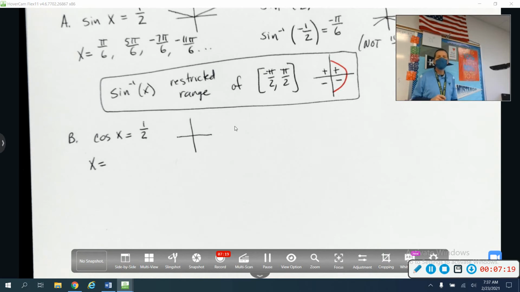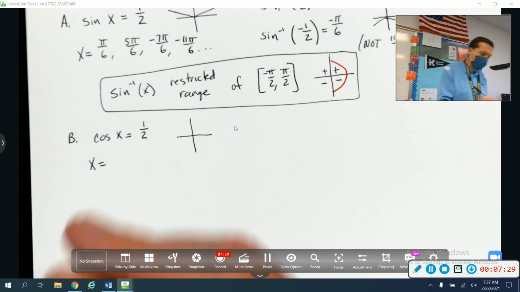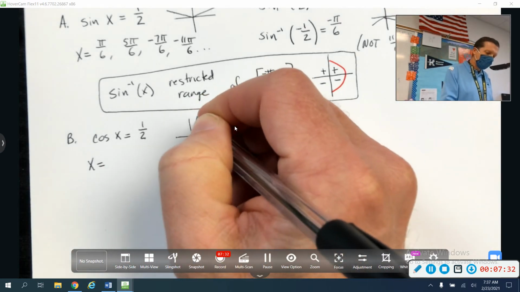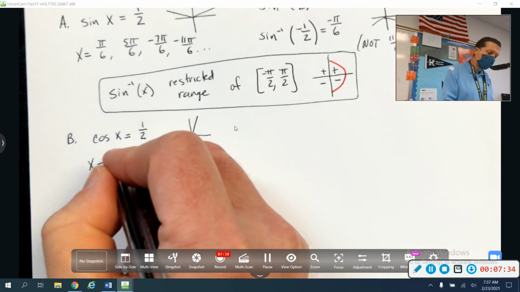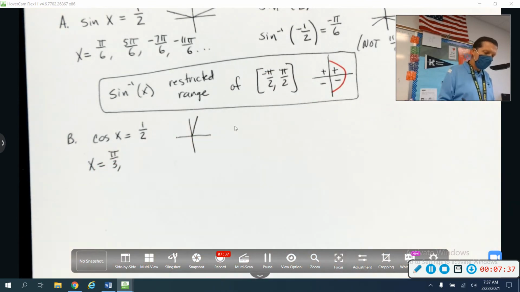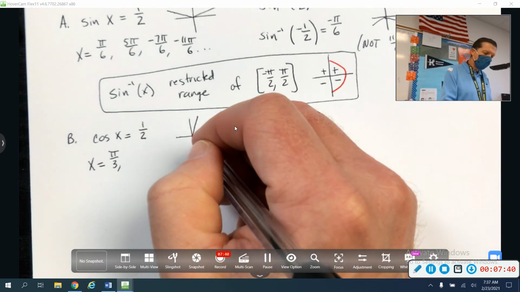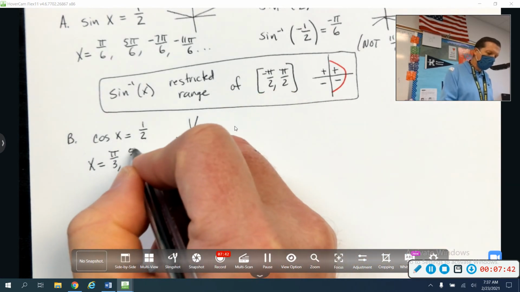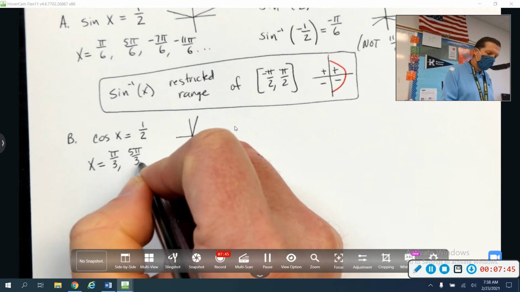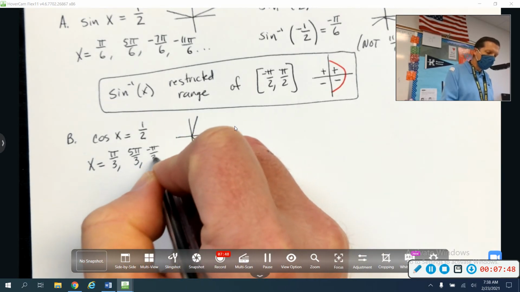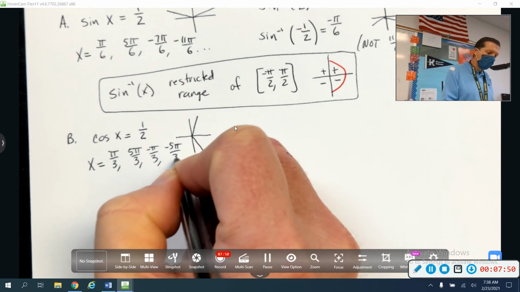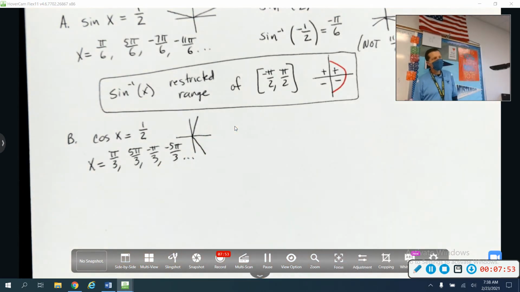What angle has a cosine of 1/2? What's that? Pi over 3. That's a good answer. So cosine is positive in the first quadrant, so pi over 3 would definitely be an answer. It's also positive in the fourth quadrant, so that'd be 5 pi over 3. Or negative pi over 3. Or negative 5 pi over 3. Or an infinite number of other answers would have a cosine of 1/2.